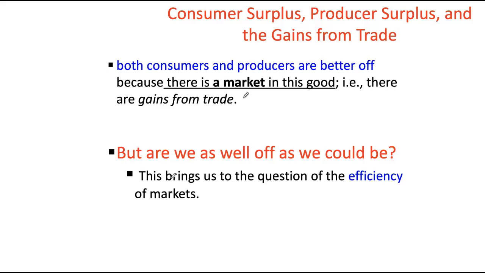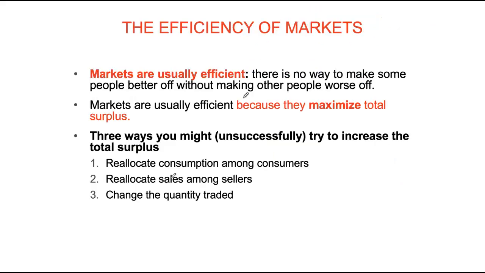But are they as well off as they could be? This question is essentially related to the concept of efficiency. Remember, an efficient outcome is an outcome where you can no longer make yourself better off without hurting someone else. Efficiency is a situation where you have exhausted all missed opportunities to make yourself better off without hurting anyone else. So let's see, is the total surplus really maximum at our equilibrium outcome?